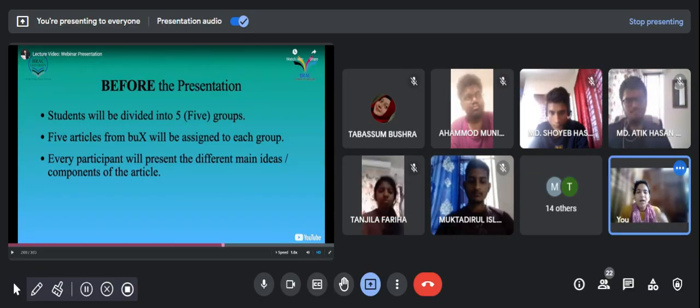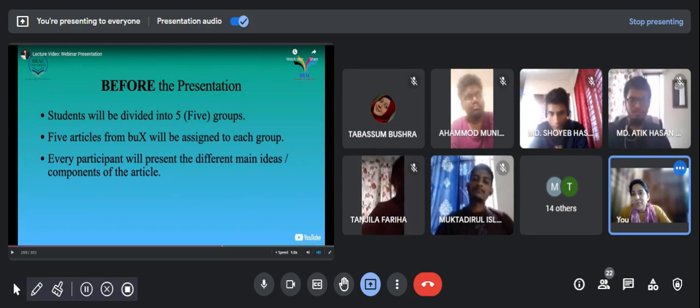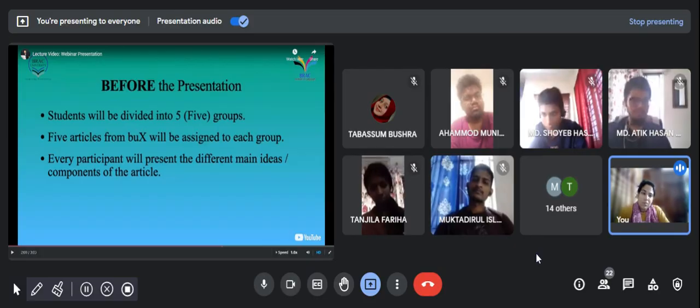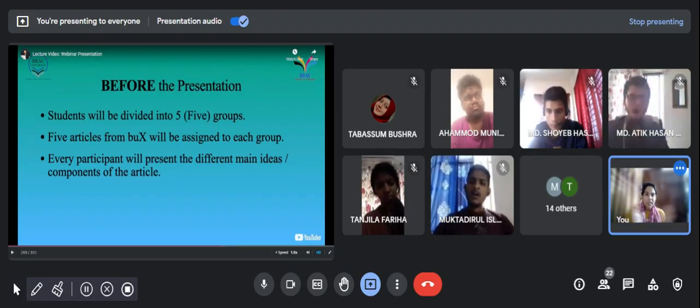You will follow a special reading strategy called the jigsaw strategy. In the jigsaw strategy, there are group members in one group, right? You will divide the long text or the long article into chunks or parts. Then each group member will take only one part or one chunk of the article.